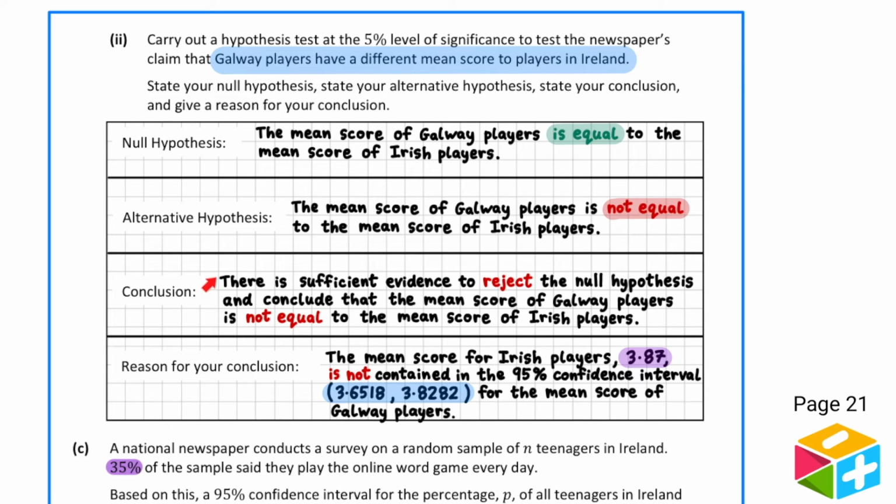So the conclusion here is that there is sufficient evidence to reject the null hypothesis and conclude that the mean score of Galway players is not equal to the mean score of Irish players.